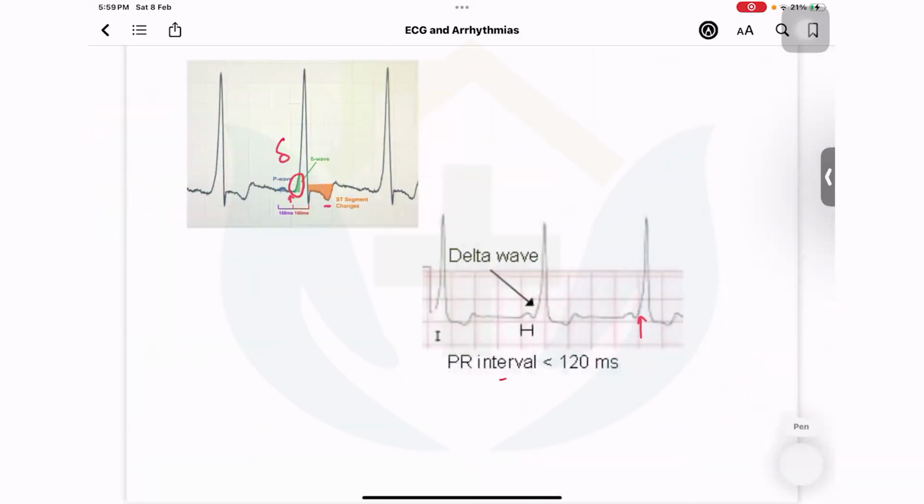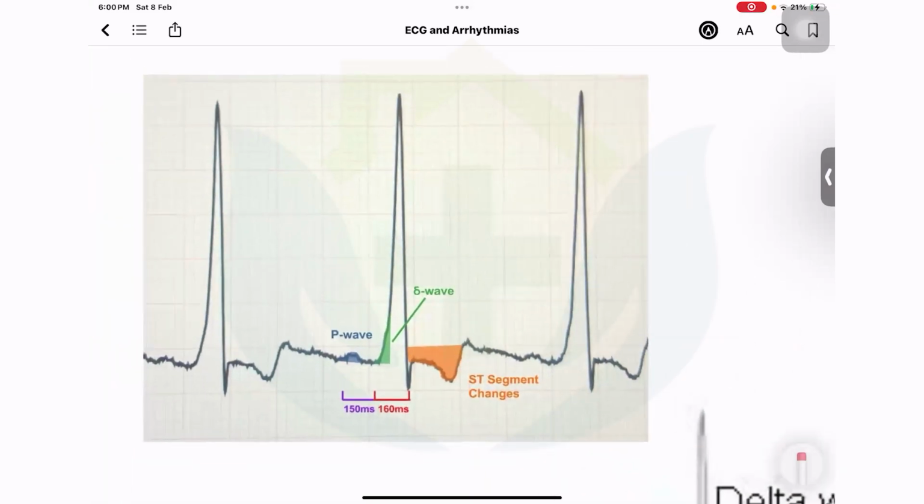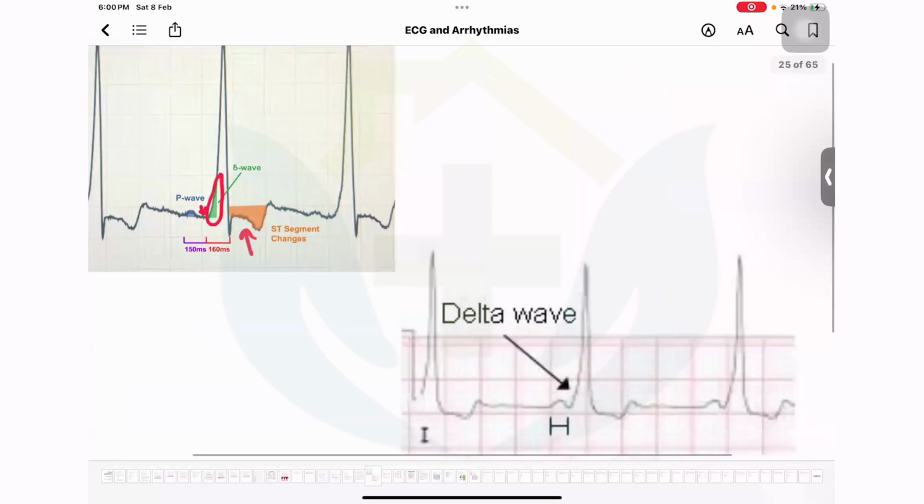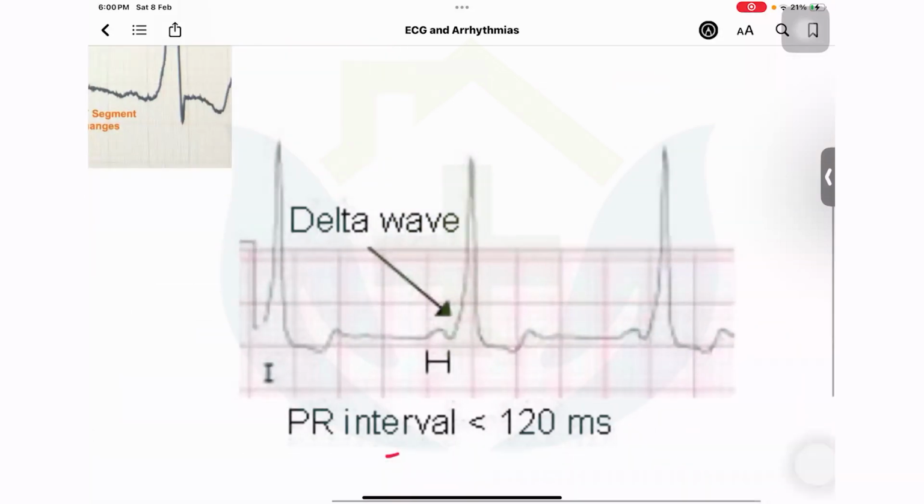So these are the findings that you see. So this is classical, that the P wave is literally overriding into the QRS. So there is a short PR interval. And then there is something known as delta wave, which is hidden here. And then there are some ST segment changes like ST sagging and all. They will be there.